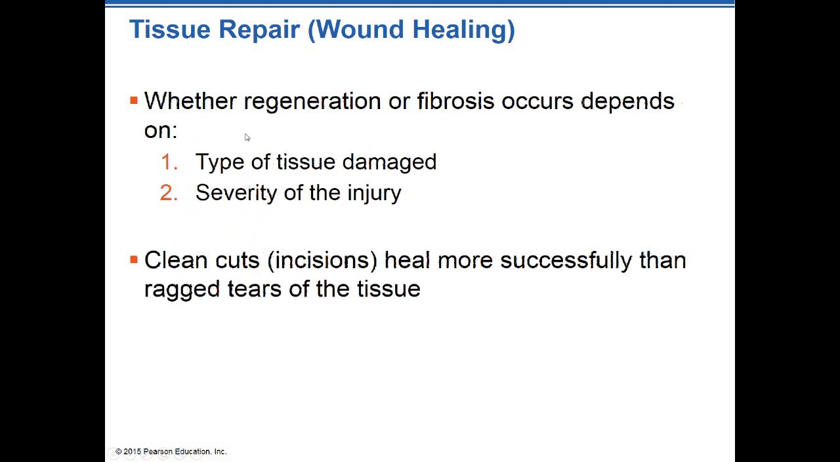All right, so whether you get one or the other depends on both the type of tissue and how severe the injury was. Like I said, with a 1st or 2nd-degree skin burn, you'll get regeneration and full recovery of the tissue. But if it's a 3rd-degree burn, you'll get fibrosis and scar formation. Also cuts. If a cut's clean in a straight line, imagine with a scalpel, then you tend to get much more successful healing, tissue regeneration, than if it's a very ragged tear of tissue.